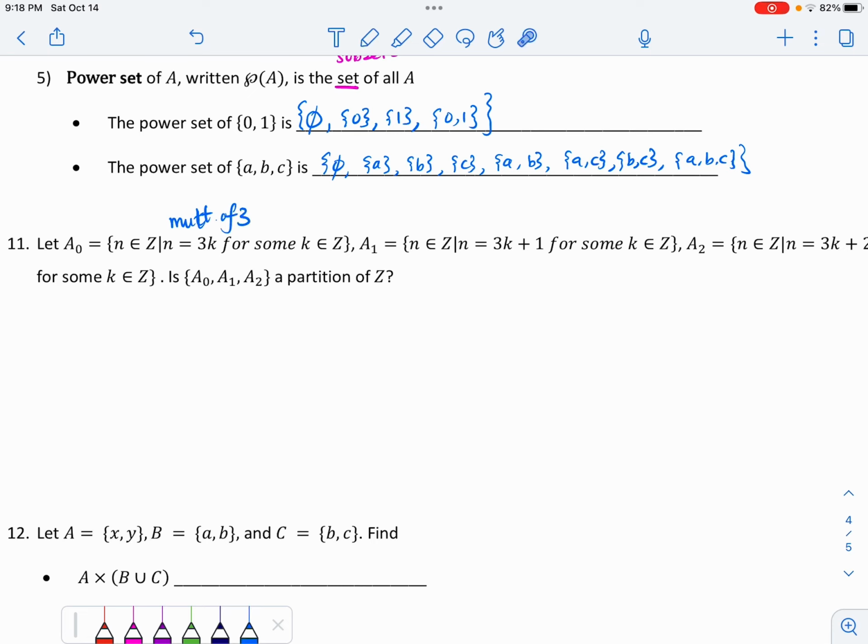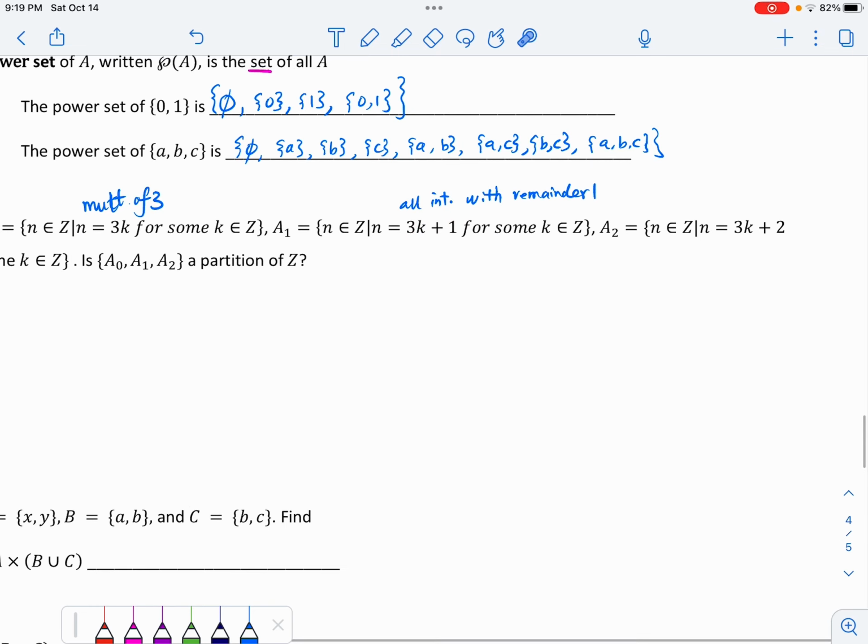Okay. And now A1 is all the integers that can be written as 3k plus 1. Which means a multiple of 3 plus 1, which means all the integers that, if you divide by 3, have the remainder 1. So that means all integers with remainder 1. Okay, you can list a few elements from this set, and you see this is actually the fact.